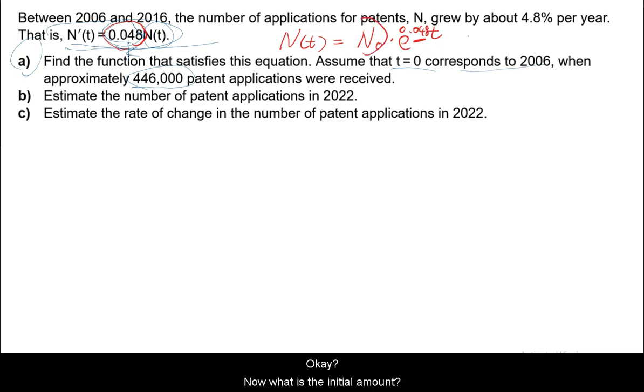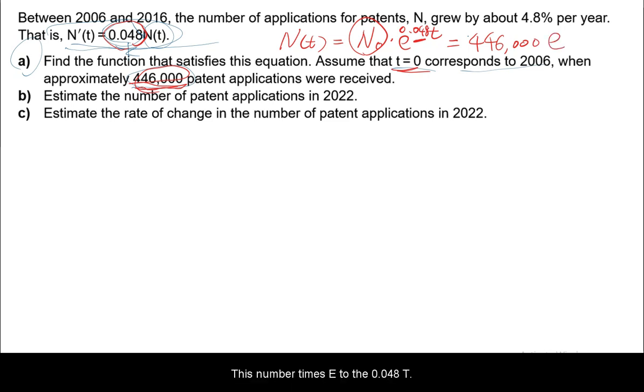Okay, now what is the initial amount? The initial population? That will be this value, right? When t is equal to 0, the initial amount is 446,000, this number, times e to the 0.048t. That will be the equation of this function N.